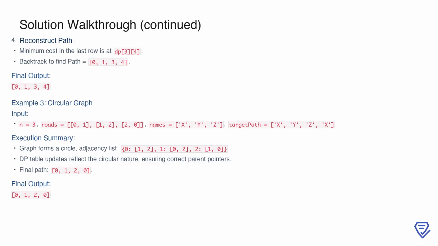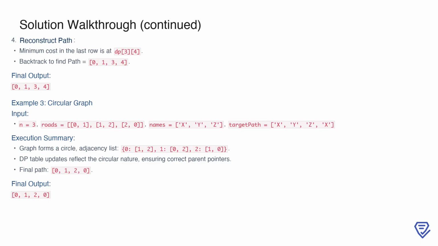In the third and final example, the graph forms a circular structure. The adjacency list reflects this by showing that each node is connected to 2 others, creating a loop. The DP table is updated similarly, with careful handling of the circular nature to ensure correct parent pointers. This allows us to reconstruct the path 0, 1, 2, 0 as the most similar path for the given target path.